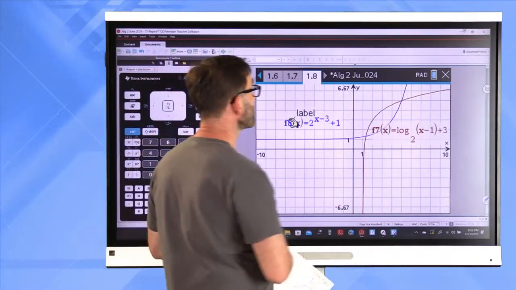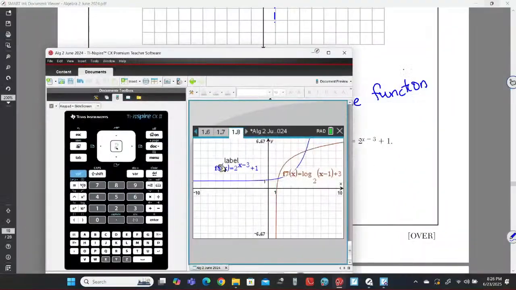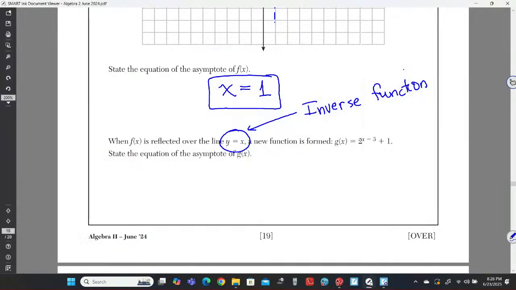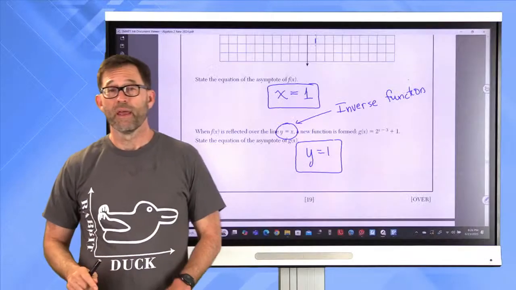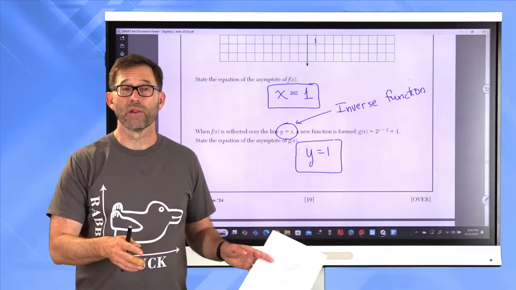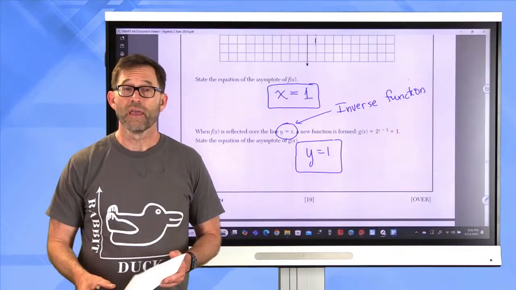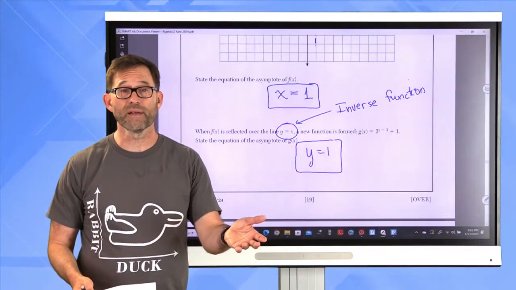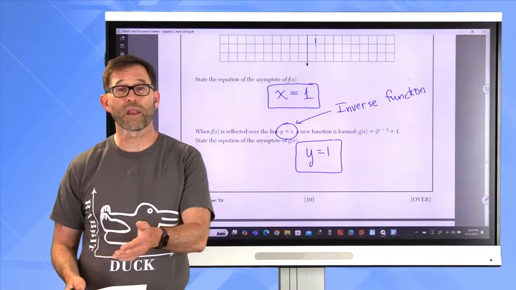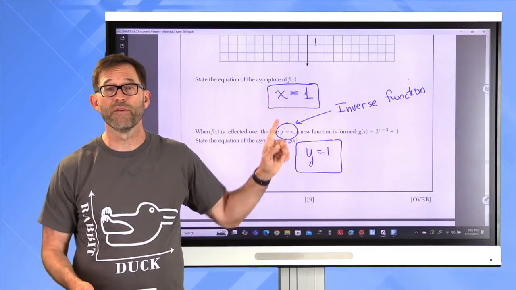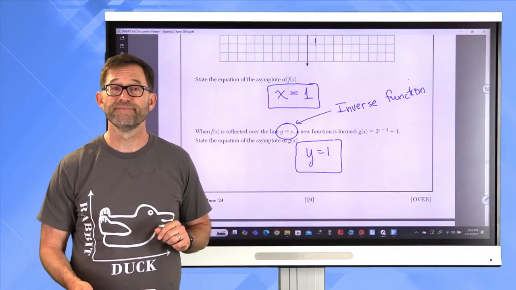And that's the answer to the question, right? It said, what's the equation of its asymptote? And that is y equals 1. And that will always be the case, right? Regardless of whether they're a logarithm function and its inverse an exponential function or anything else, if a function has a vertical asymptote, its inverse will have a horizontal asymptote simply with the variables changed.